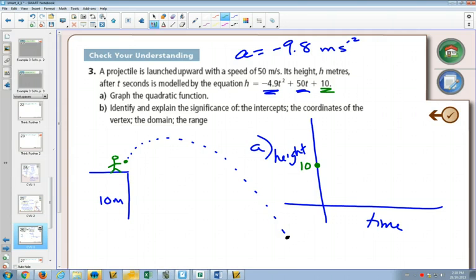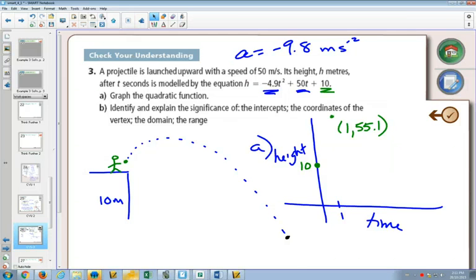If you put in 1 second for time, and we plug that in, we get negative 4.9 plus 50 plus 10. That would equal 55.1. So it would go way up high, quite a bit to begin with. So we would have this point, 1 comma, what did I say it was? 55.1, once you plug it in.